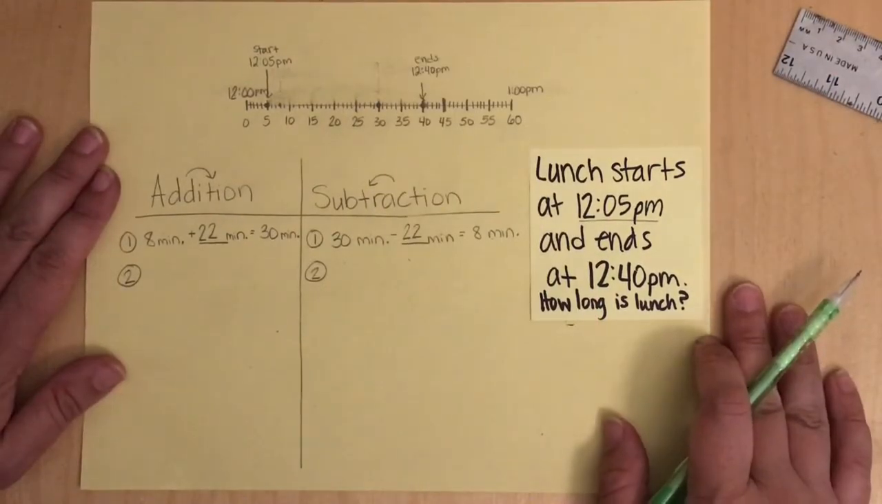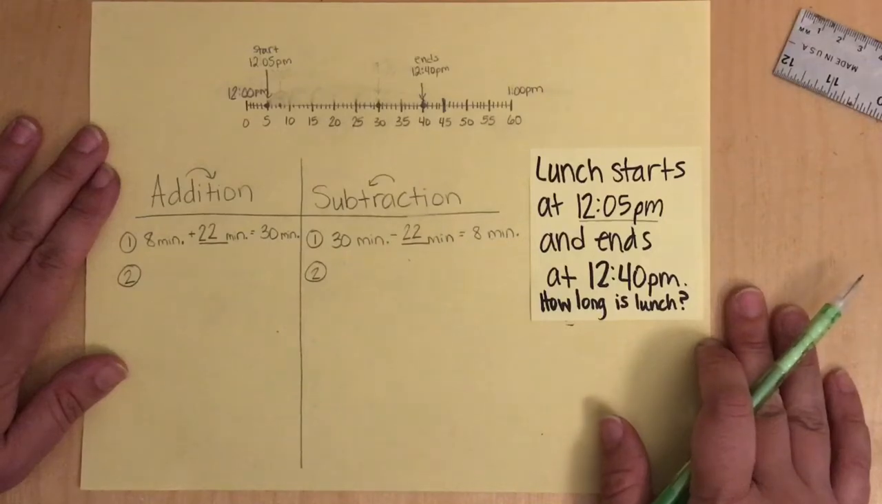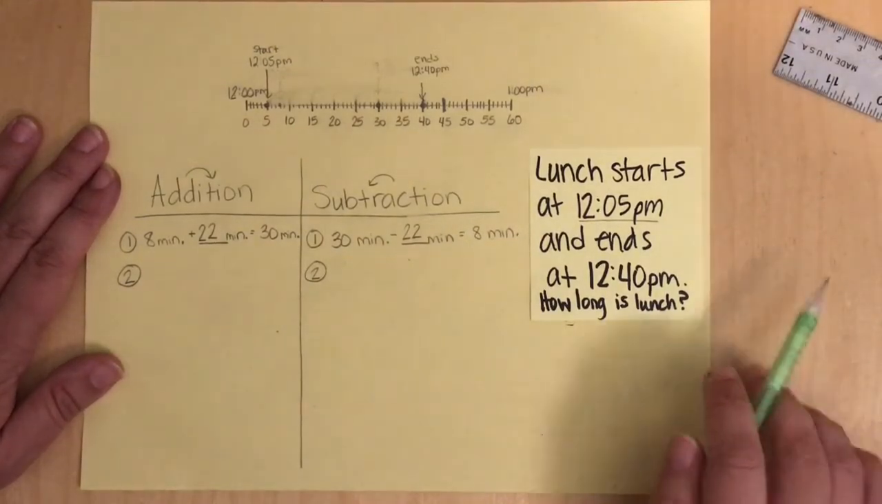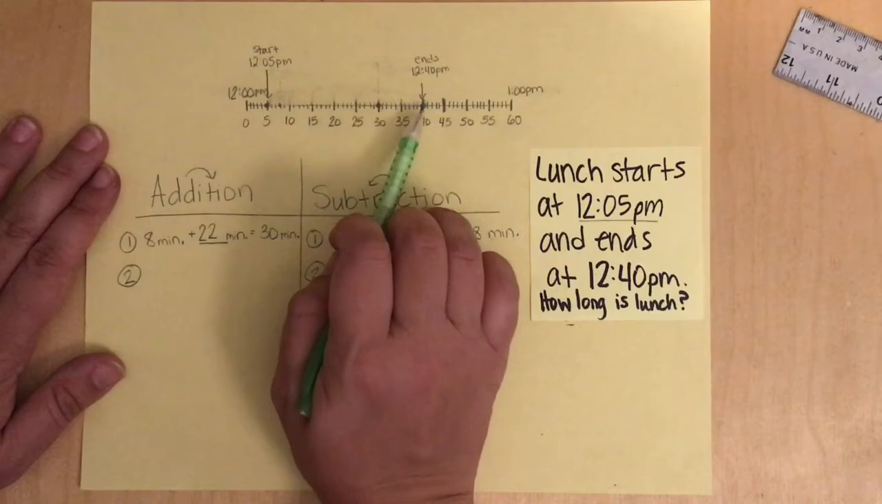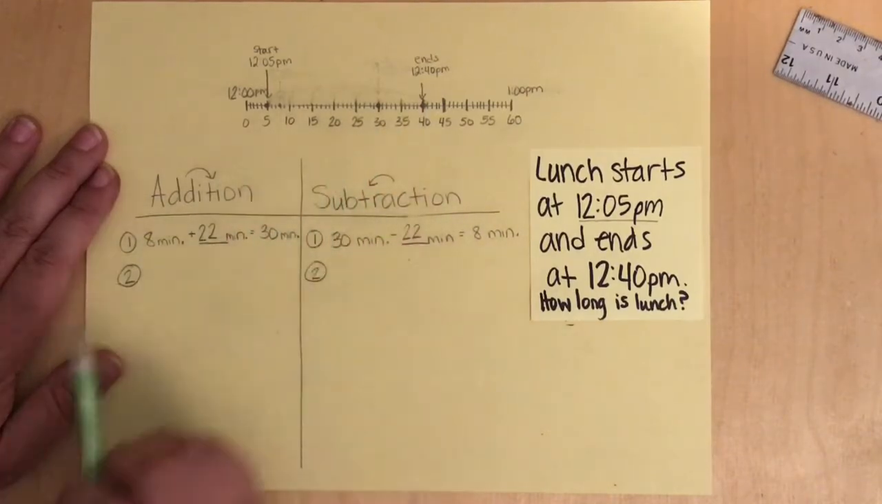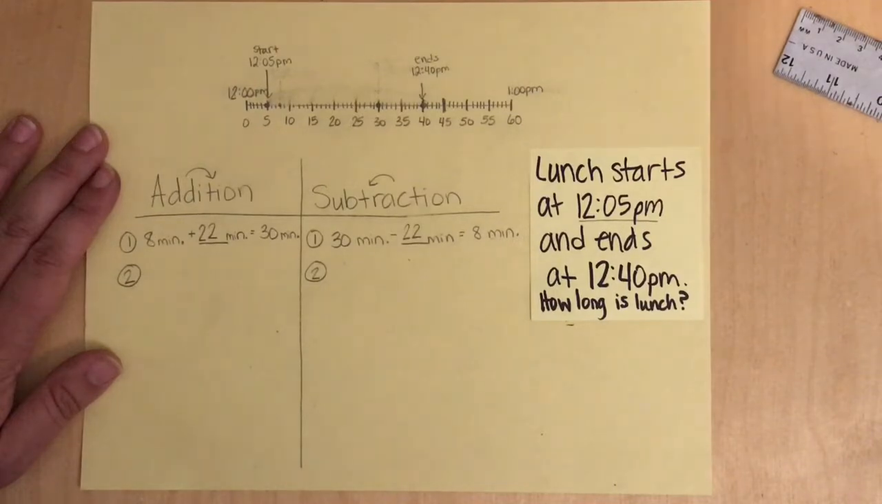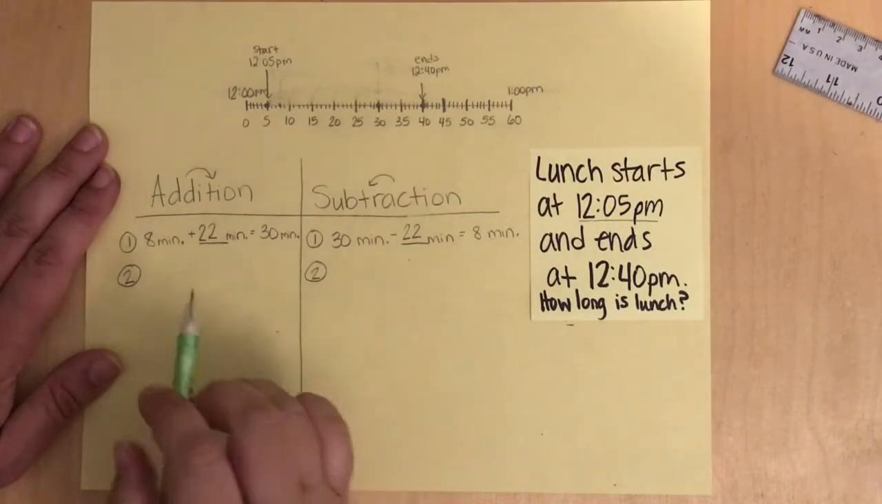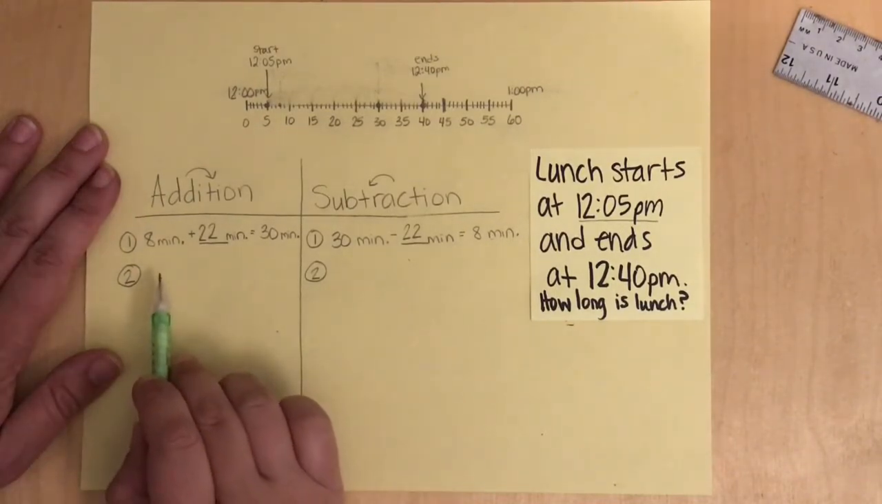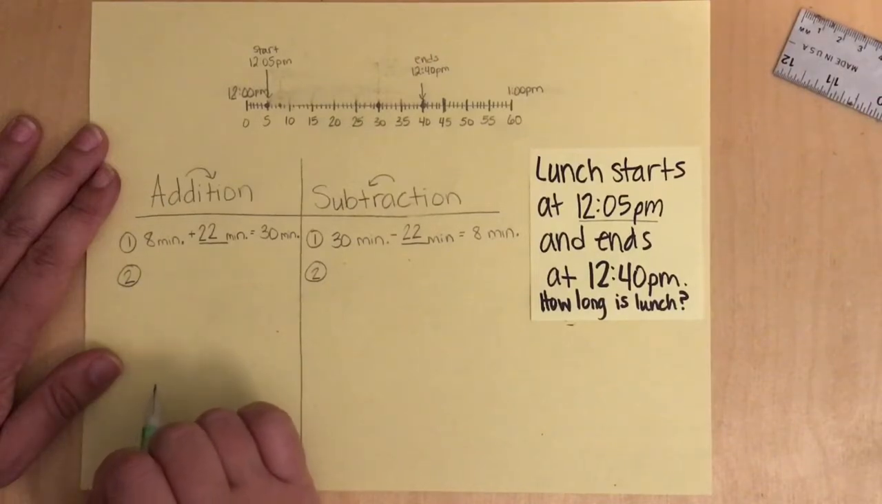Now that I have my points plotted, what is the distance or the time difference between 12:05 and 12:40? How could you use addition to solve this? What equation would you write? Write your equation right here, right now. Pause if you need to.